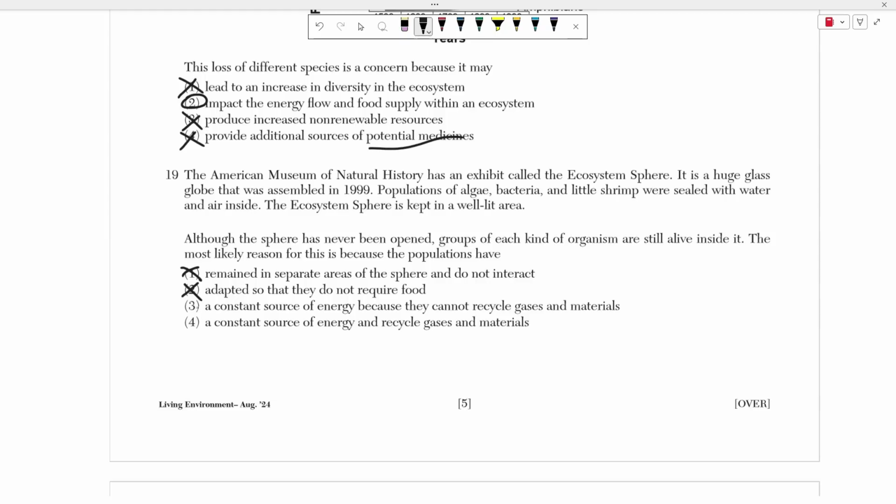3. A constant source of energy. The populations have a constant source of energy because they cannot recycle gases and materials. This is false because if they had a constant source of energy, they would be able to recycle the gases and materials. They do not have the constant source of energy because they cannot do this. They have a constant source of energy because they recycle the gases and materials inside of the biosphere, right?